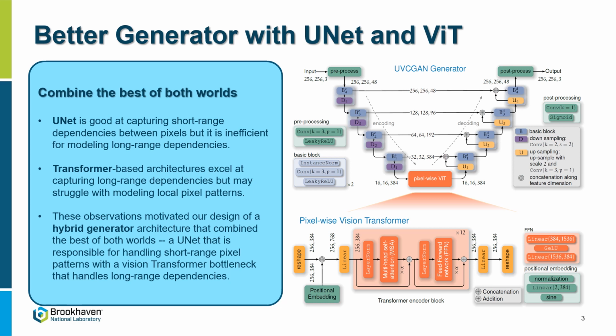One problem with UNet is that, as a CNN-based model, it is great at capturing short-range dependencies, but may struggle at modeling long-range ones. So, what would happen if we equipped UNet with something that can handle long-range dependencies, such as the Vision Transformer? This led us to our hybrid generator, a UNet with a Vision Transformer bottleneck that combines the best of both worlds. UNet for modeling local pixel patterns and Vision Transformer for modeling long-range coherence.